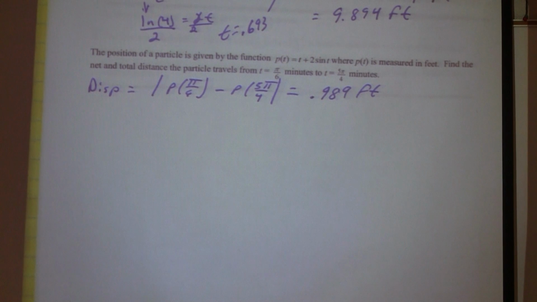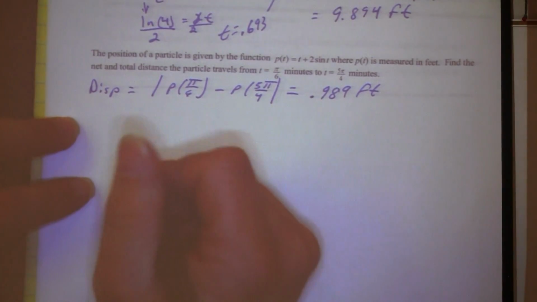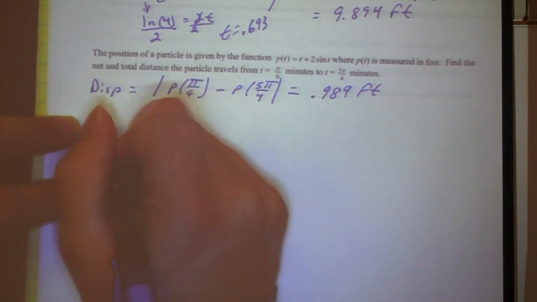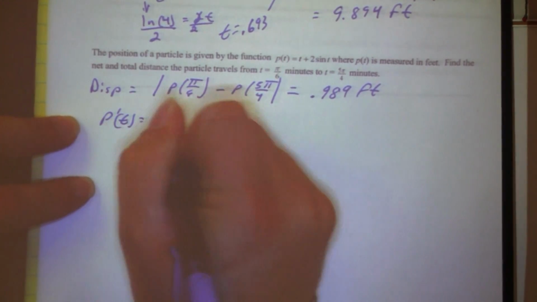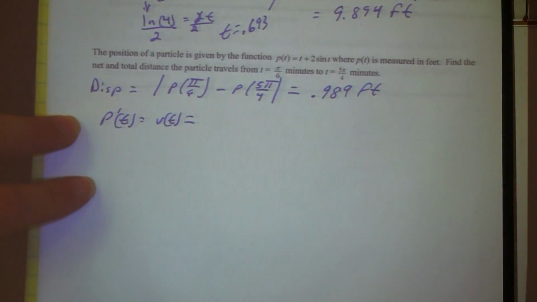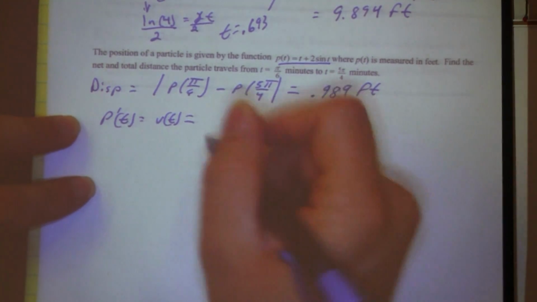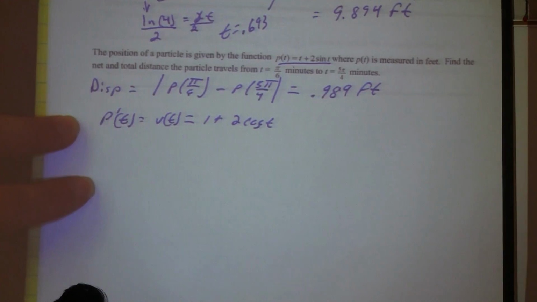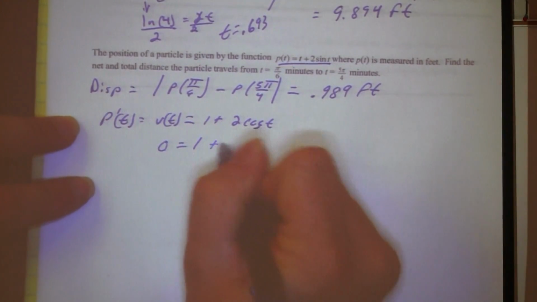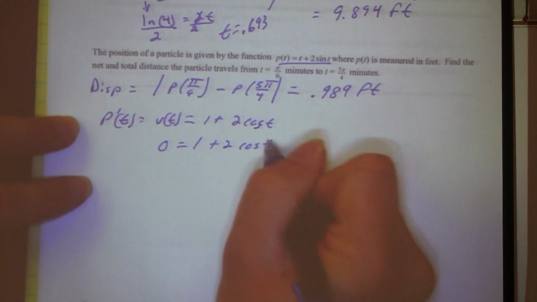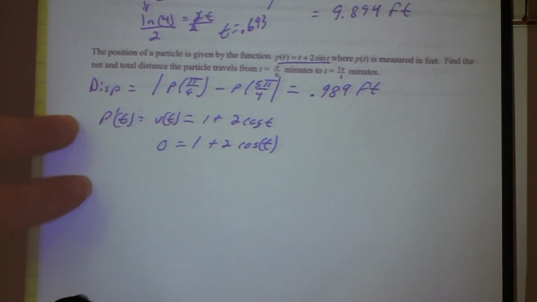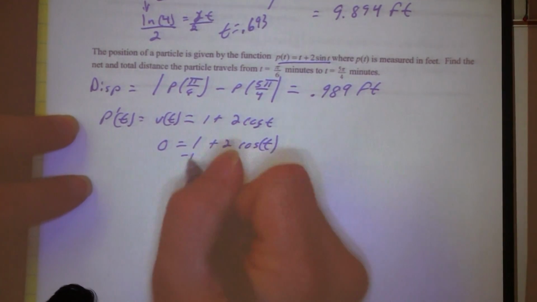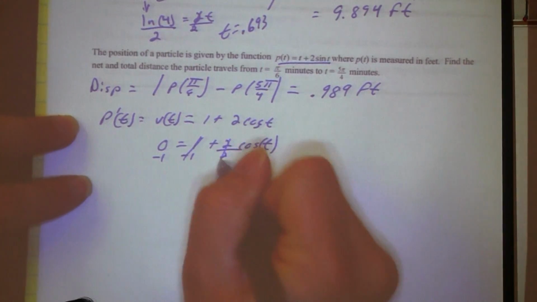How do I do total distance? What do we have to check for first, Andrea? If there was a change in direction on the interval. Very good. So in order to do that, we gotta find the derivative. So let's find the velocity function. What's the derivative of this function up here? 1 plus 2 cosine of t. We want to set that equal to 0 to find out where it was at rest, which is the possible places where it could change direction. So that would be minus 1, and then divide by 2.